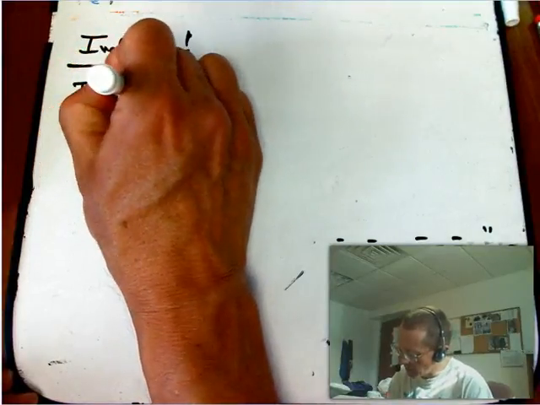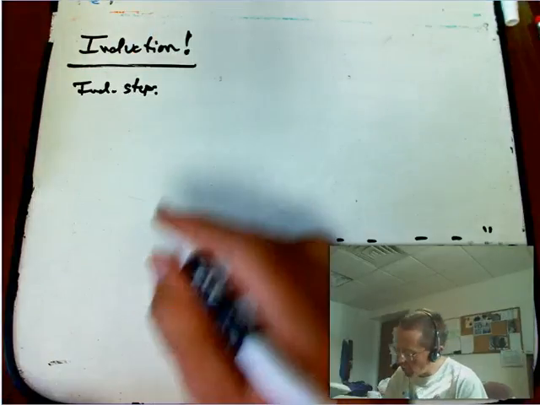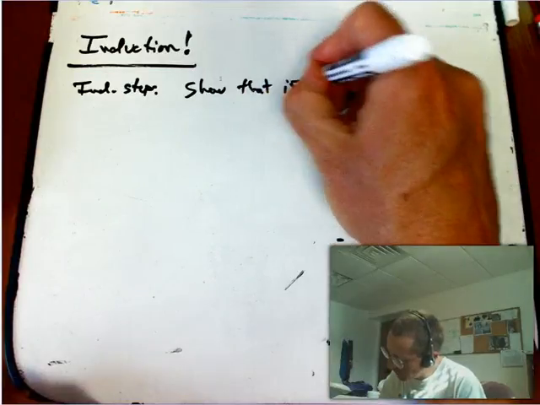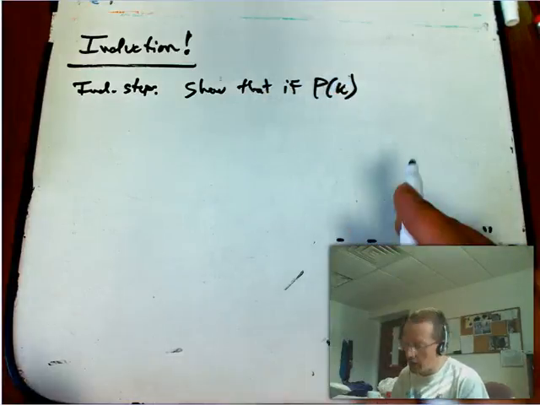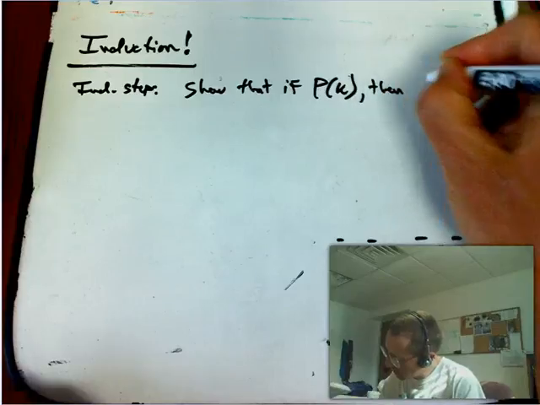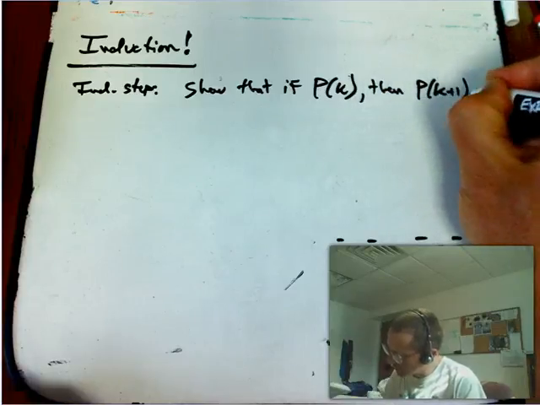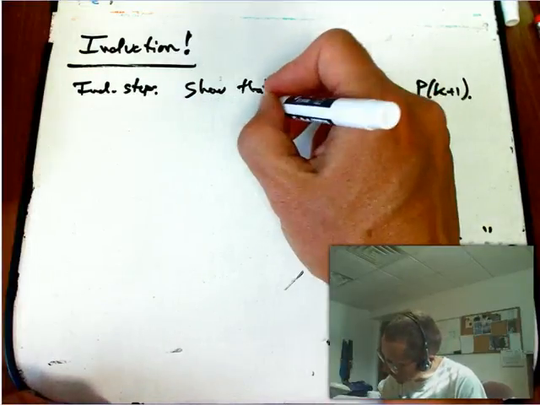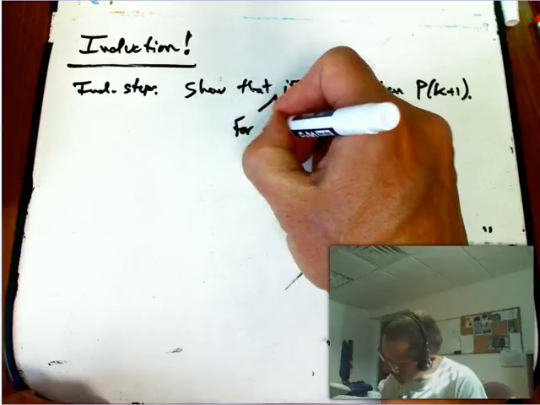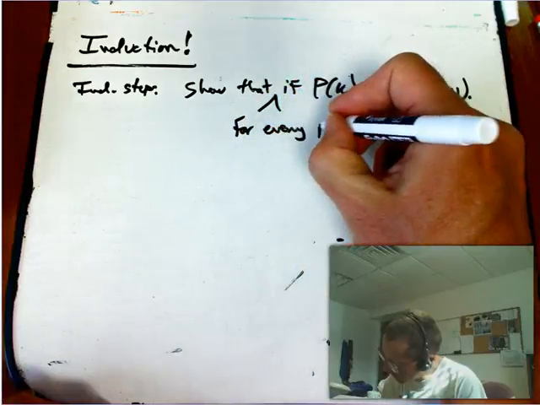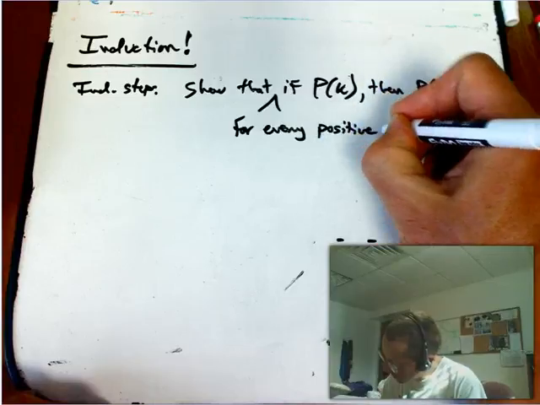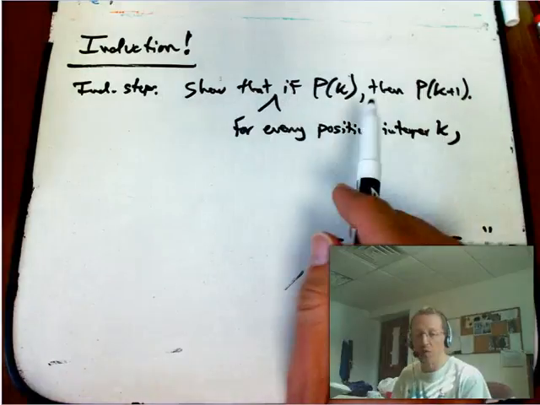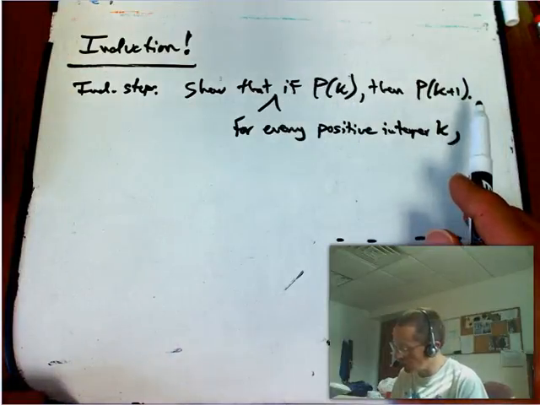The inductive step is always of the form that we show that if the thing we want to prove is true for case K, then it's true for case K plus 1. And let me be a little bit more careful about that. It's really show that for every positive integer K, if P of K is true, then P of K plus 1 is true.